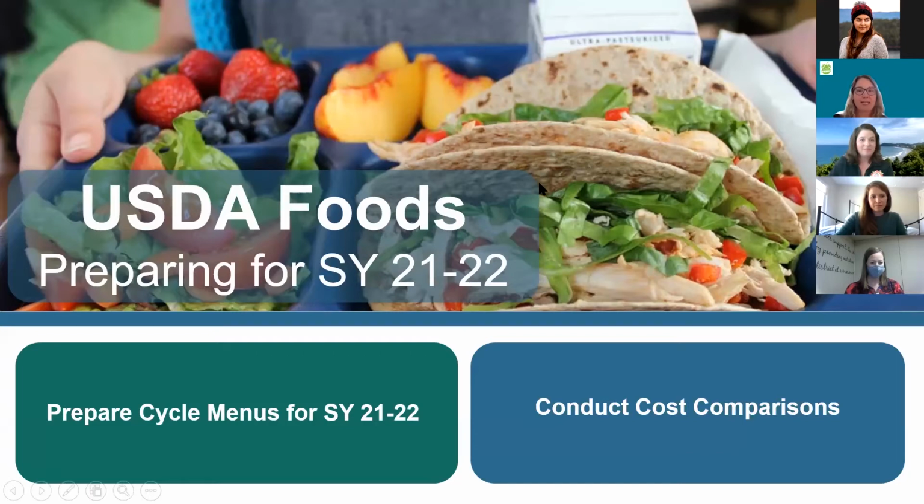So Alexa did a fantastic job of laying the groundwork for us as it comes to forecasting. And now we're going to zero in on USDA foods specifically. And with where we are now, we're in November and we're looking ahead to school year 21-22 already. So we know that our surveys for USDA foods are going to open in January. And so we want to do what we can now to get ready for that. And what that means is looking at our cycle menu.